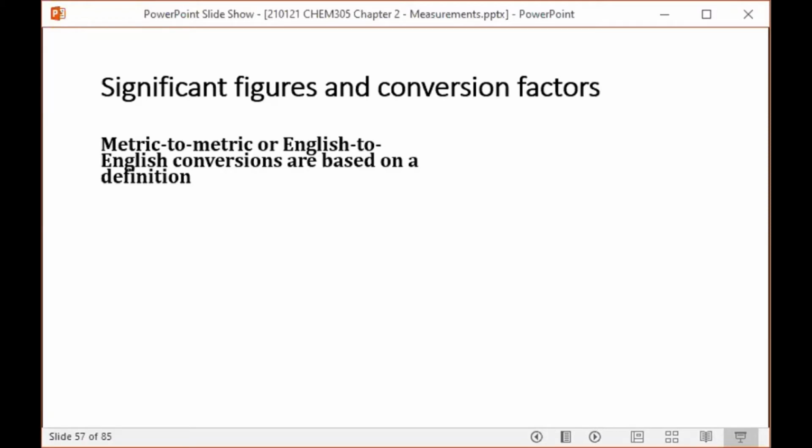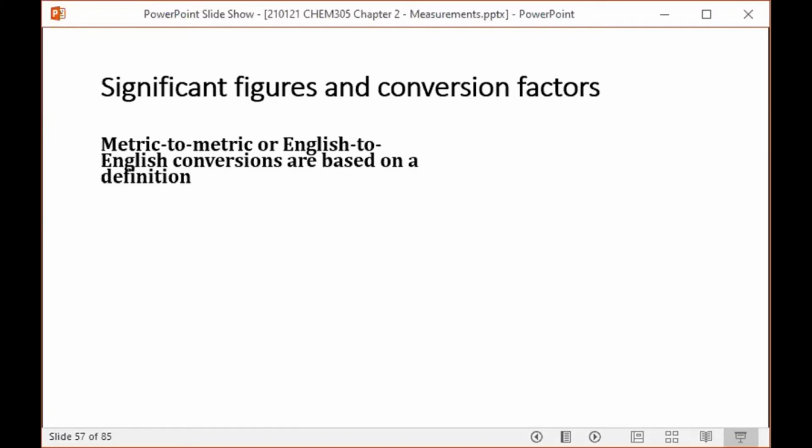So for unit conversions within the same system of measurement, so if you're converting a metric unit to another metric unit like centimeters to meters or liters to megaliters, or if you're converting within the English system like ounces to pounds or inches to feet, those conversions are based on definitions within that measurement system. Like by definition, there's 12 inches in a foot. And so that would be an exact number. And so the sig figs are infinite.